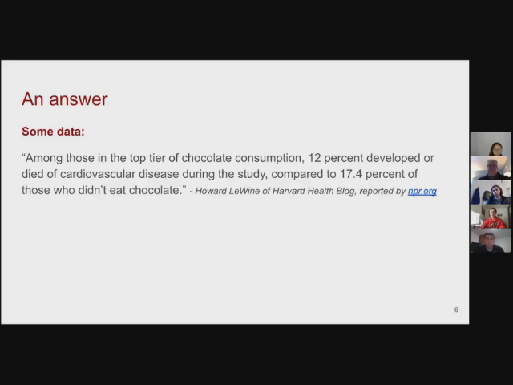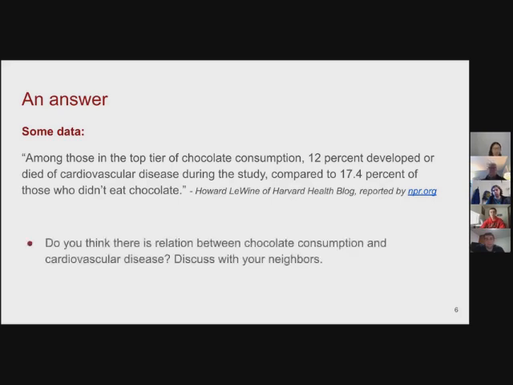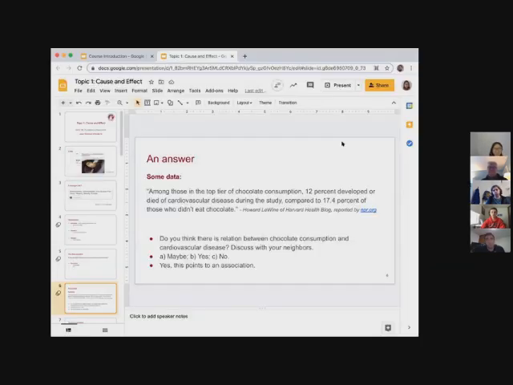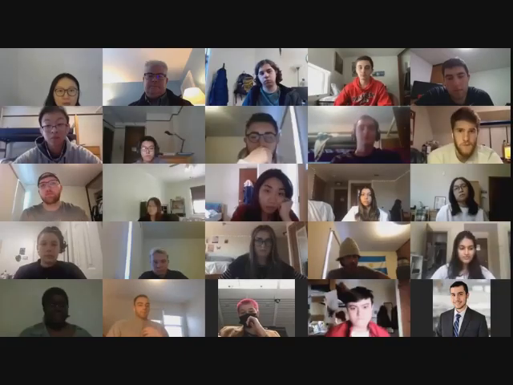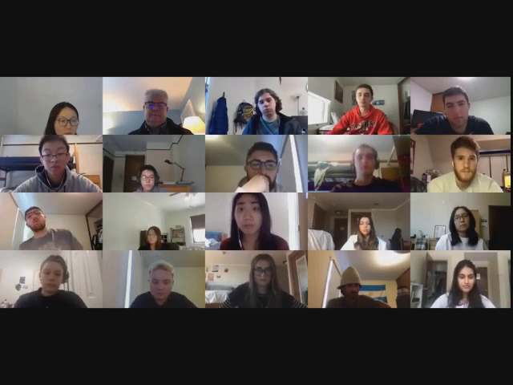Okay, so based on this data, let me ask you: do you think there is a relation between chocolate consumption and heart disease? Discuss with your neighbors. In this case, we're going to do it quickly using breakout rooms.